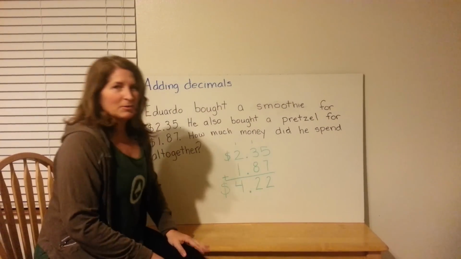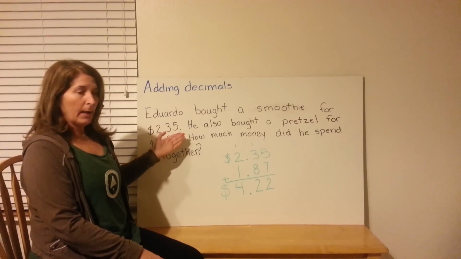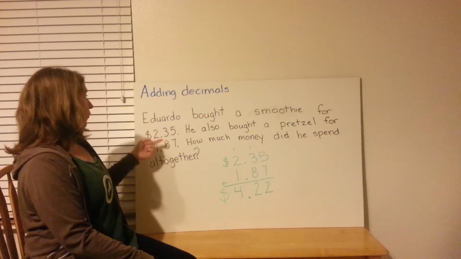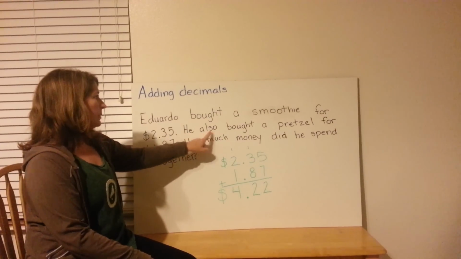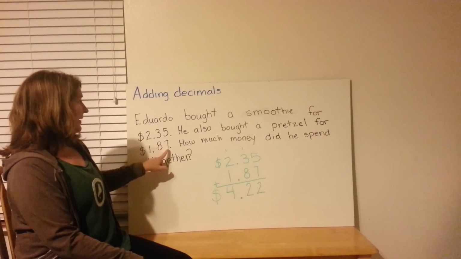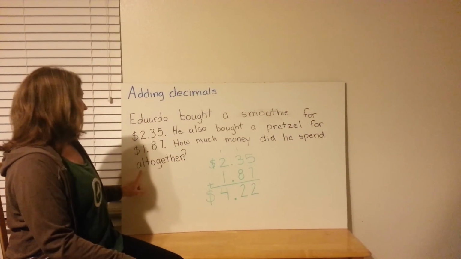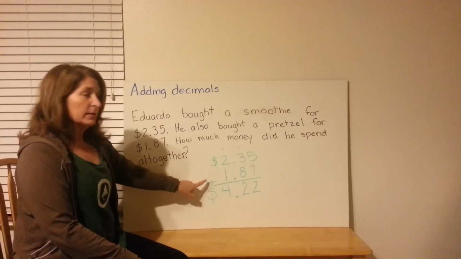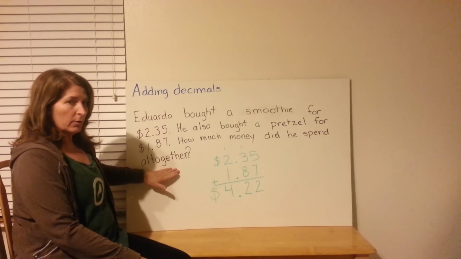And so what I really want to talk to you about today is adding decimals. Right here we have a word problem, and let's read it. Eduardo bought a smoothie for $2.35. He also bought a pretzel for $1.87. How much money did he spend all together? Well, there's keywords here that tell us we're going to add, and the keywords here is all together.